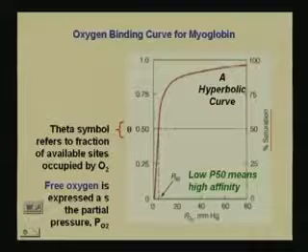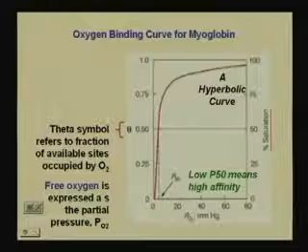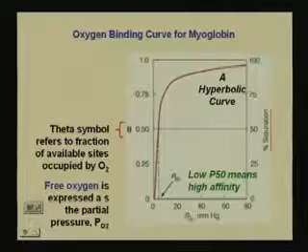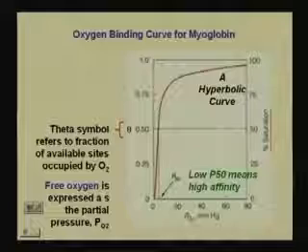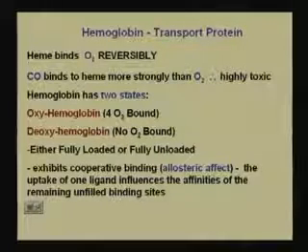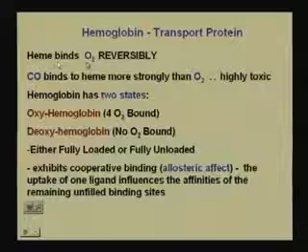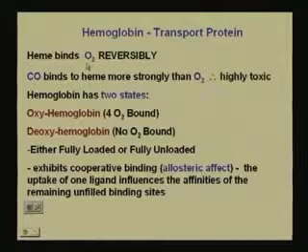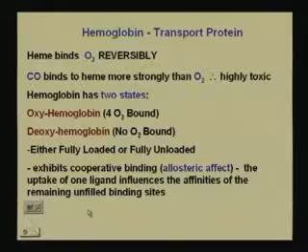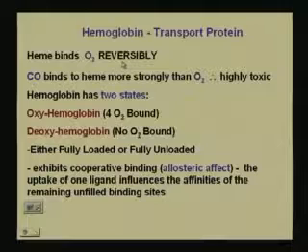You have a high affinity if at a low concentration you are 50% saturated, right? So we have this oxygen binding curve for myoglobin. If we look at hemoglobin, hemoglobin binds oxygen reversibly. Okay, these are the features of the transport protein hemoglobin. What are they? It binds oxygen reversibly.